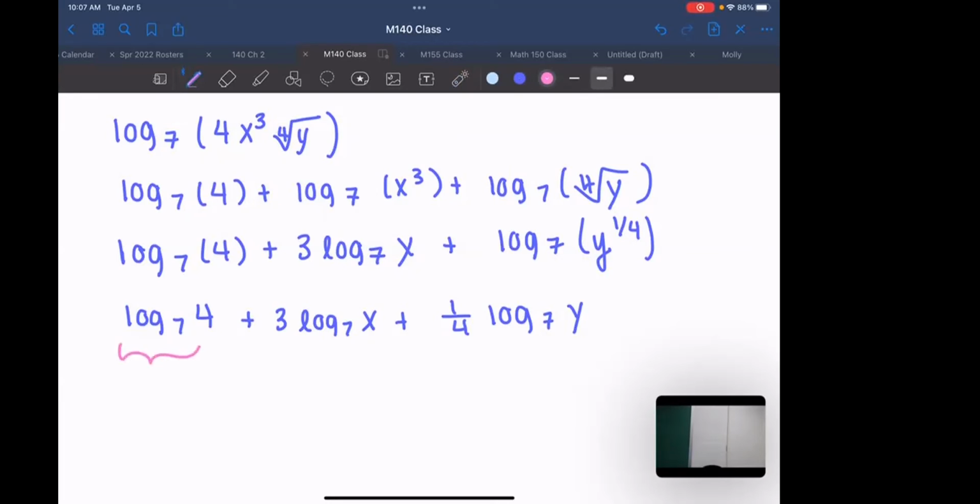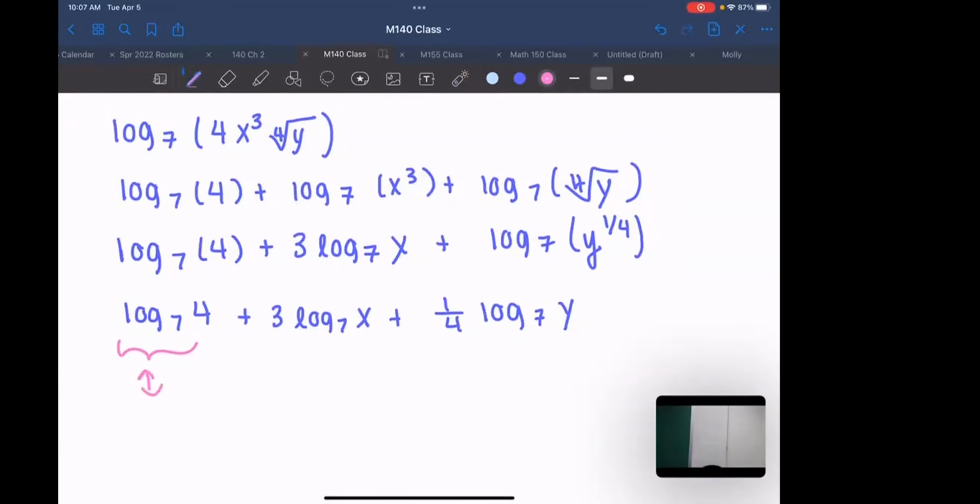This guy here, log base 7 of 4. This could be simplified if it turns out into a whole number, right? If that was, for example, 3 or a half or -1, it might be a good idea to do this just for web assignment's sake, just for homework's sake. Okay, so log base 7 of 4.